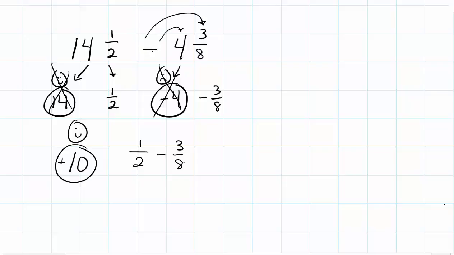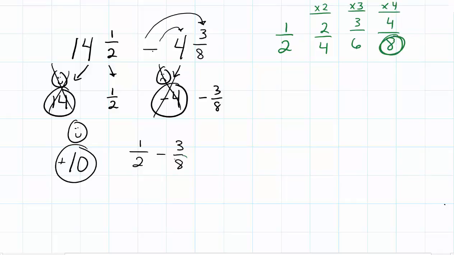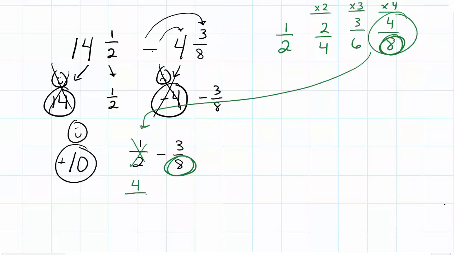And again, we've got to find common denominators. If I take 1/2, multiply both the numerator and denominator by 2, I'm going to get 2/4. If I multiply by 3, the numerator and denominator, I'm going to get 3/6. If I multiply by 4, I'm going to get 4/8. Wait a second. 8 is going to be my common denominator. Instead of using 1/2, I'm going to use 4/8. It means the same thing. It just looks different.